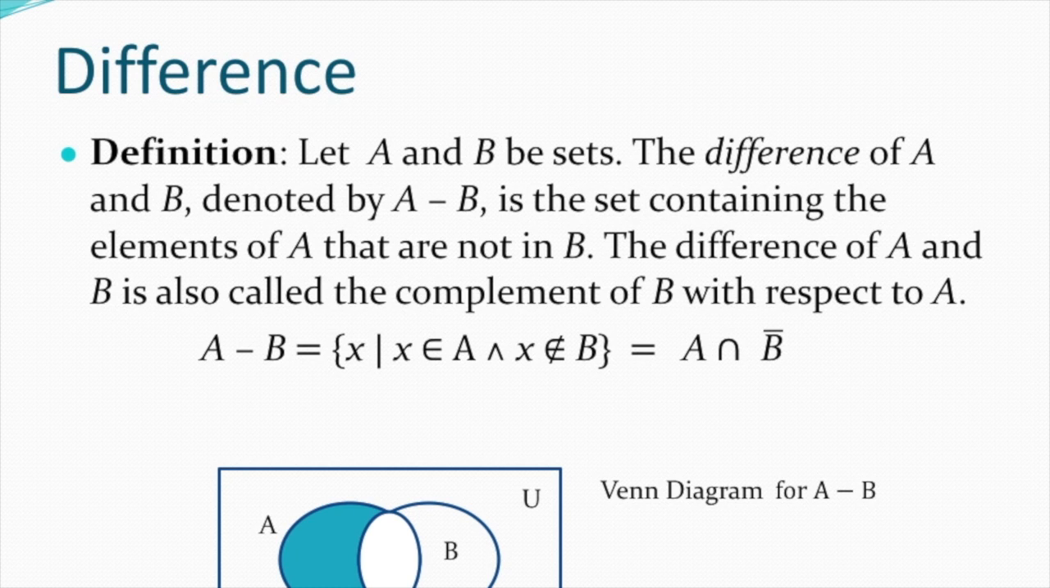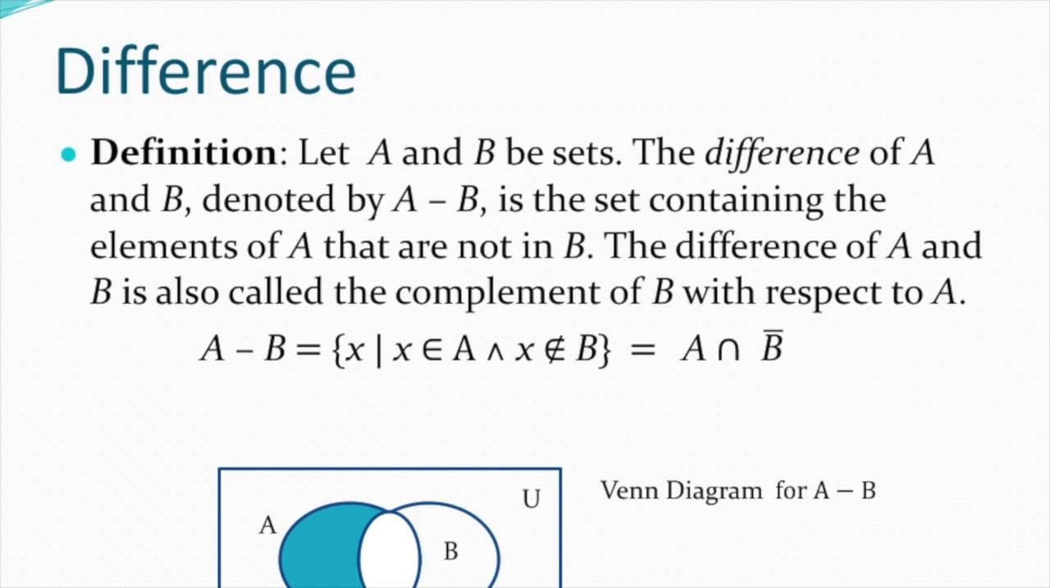Now, don't mix the difference with intersection, because intersection is the common elements. Here we are looking for A minus B, which contains the elements of A that are not in B. So you always take it left to right. So you think about an element which exists in the set A, but not in B. So the difference between A and B is also called the complement of B with respect to A.